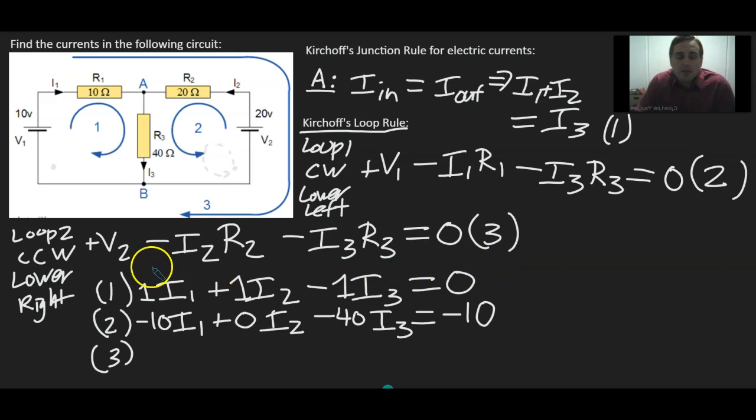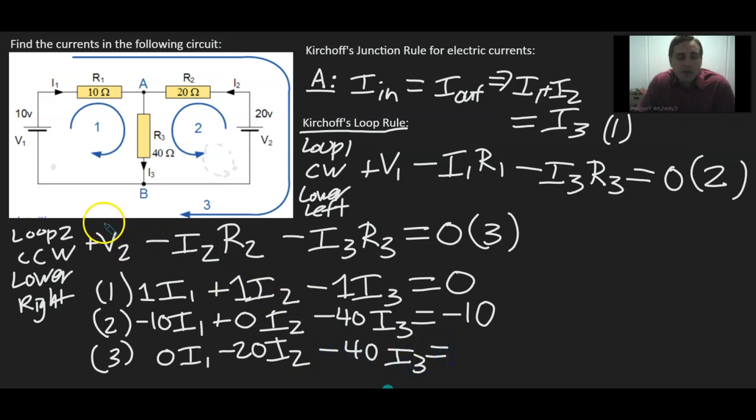Lastly, equation 3 should be 0 for I1, because there's no mention of I1 in this equation. But then it's minus I2 R2, but R2 is 20 ohms. So that's minus 20 I2. And then we go across this resistor again, so minus 40 I3. And the voltage source here was voltage 2, which was a positive over here. It gets moved over to minus. That's minus 20.